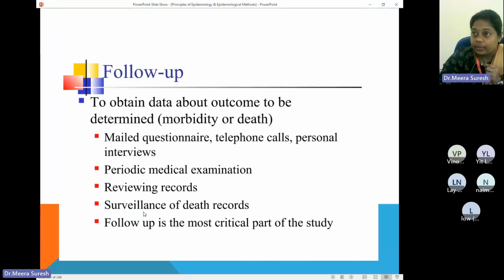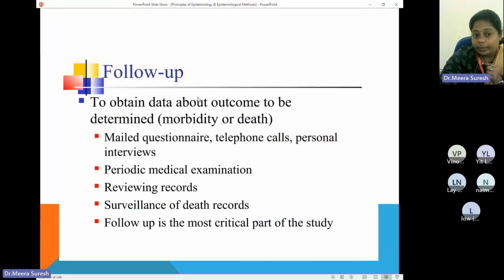So you contact the family. Last year when you did the follow-up, the person was alive. The next year you're calling up, the person is not alive. So from the family, you can ask for their death record. From that, you can make the study, like did they develop lung cancer or did they die due to some other reason. So follow-up is the most critical part of the study.